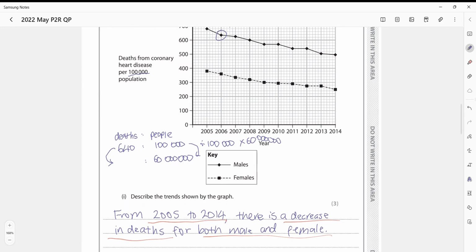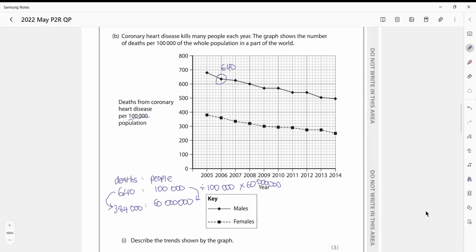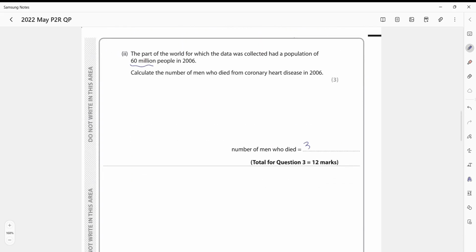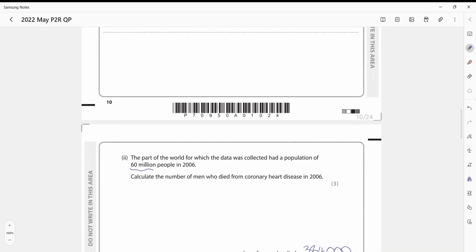Okay, so let's do 640 divided by 100,000 times by 60 million. That should give me 384,000. So what I did on the right hand side, I have to do to this number as well. Okay, so I just checked the marking scheme, and the marking scheme is incorrect for this because it says 38,400 when the answer should be 384,000. Yep, so the marking scheme is incorrect for this.